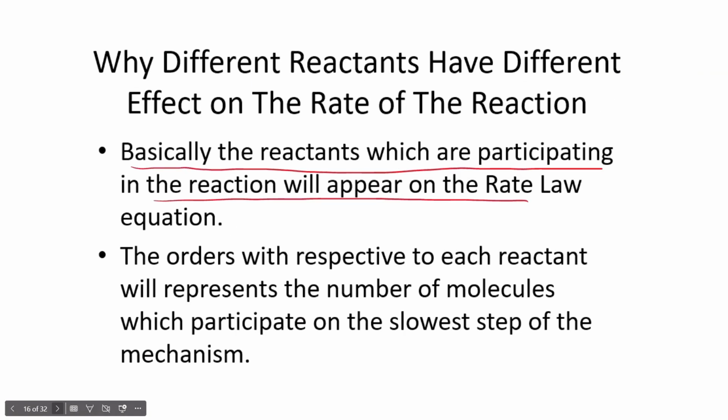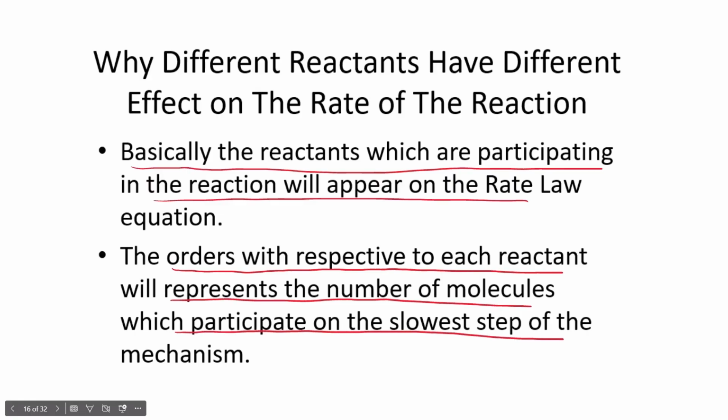So in the rate law, always reactants will appear there. The second point is the thing we are going to understand here. The second point says that the orders with respect to each reactant will represent the number of molecules which participate on the slowest step of the mechanism. It's a little bit of a confusing statement. Let's try to understand it.